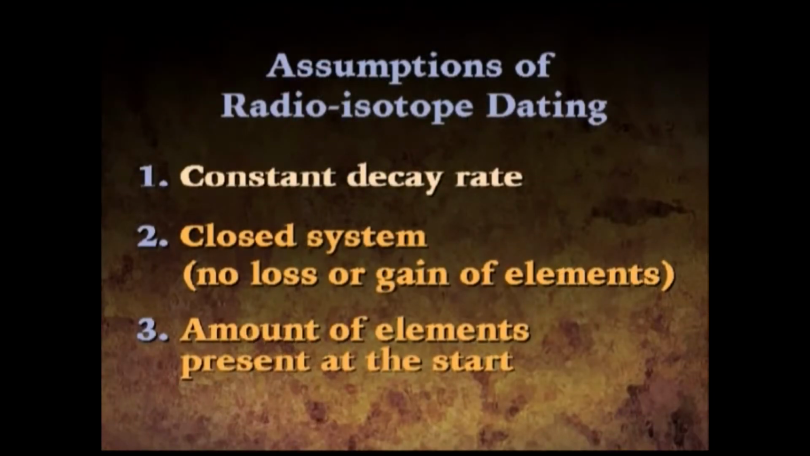So what assumptions are we making over here? We're assuming a constant decay rate. We're assuming a closed system, nothing coming in or out. And we're assuming the amount of elements present at the start, for which nobody has any idea what they really were. All these things are very similar to the man digging the hole and the calculations we came up with.